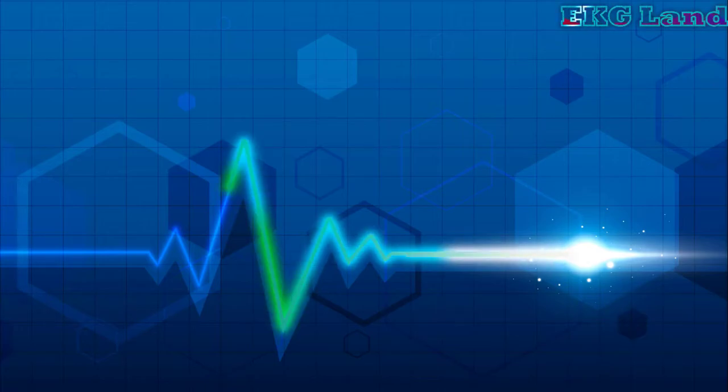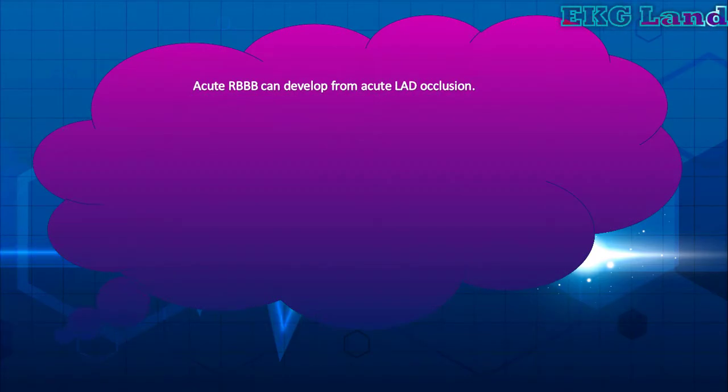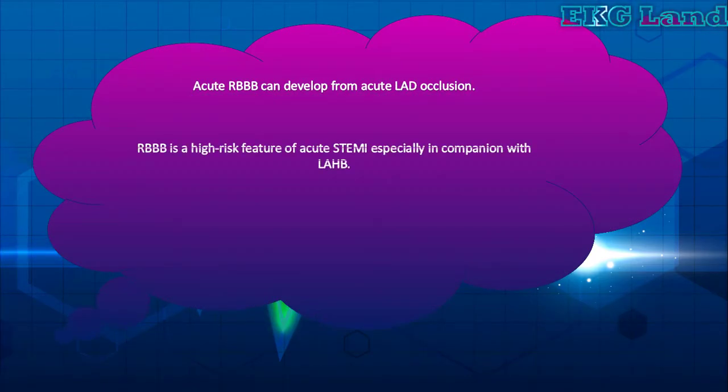Right bundle branch gets most of its blood supply from the LAD. So, acute RBBB can develop from acute coronary occlusion. RBBB is a high-risk feature in acute ST elevation MI, especially if new and accompanied by left anterior hemiblock. New RBBB in acute anterior ST elevation MI is associated with larger infarcts, higher rates of heart failure, heart blocks, and higher mortality. These patients usually have poor prognosis.